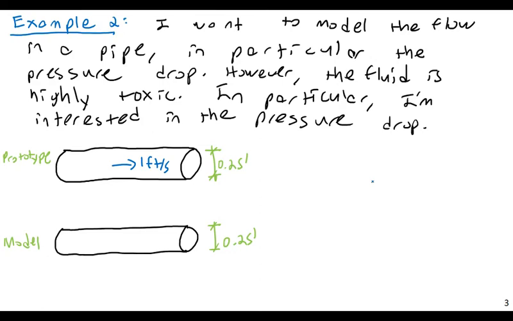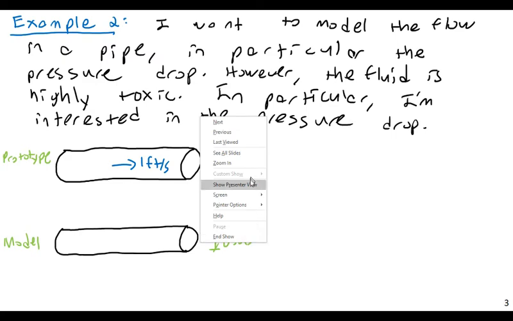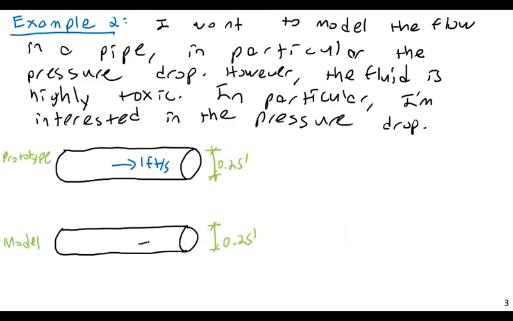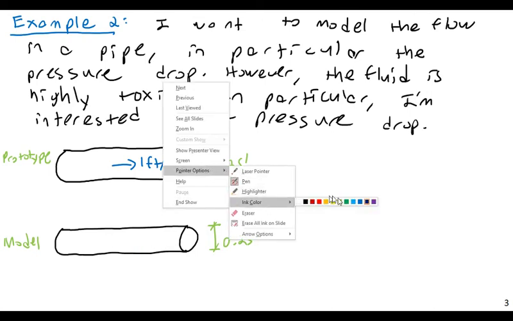And we want to look at this here. Okay, so let's consider this. And the VM here is going to be unknown. The velocity for the model is going to be unknown.